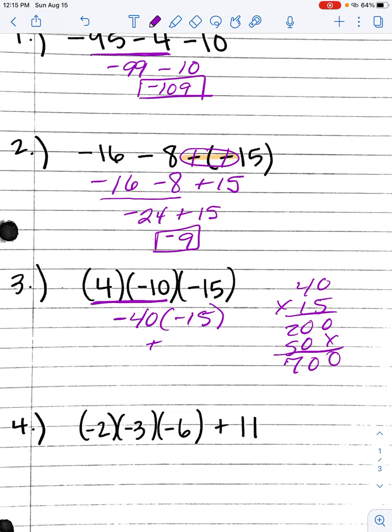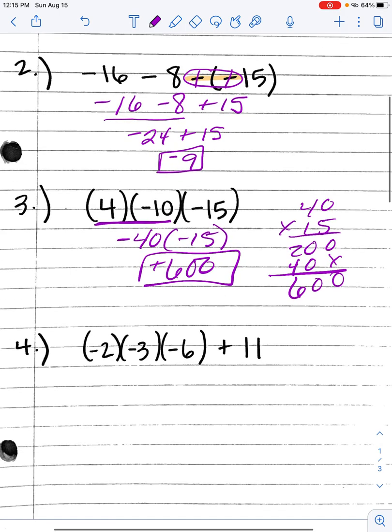Did I do something wrong? Hold on. I did, sorry. That should be a 4, shouldn't it? I got too quick. There we go. Okay, sorry about that. So we're going to have a positive 600 when we multiply.